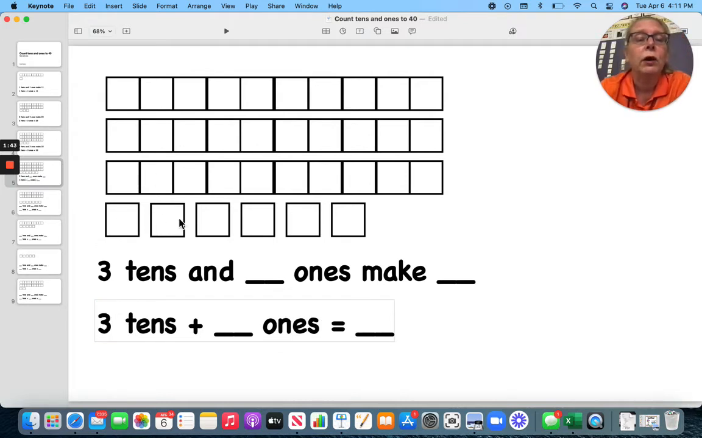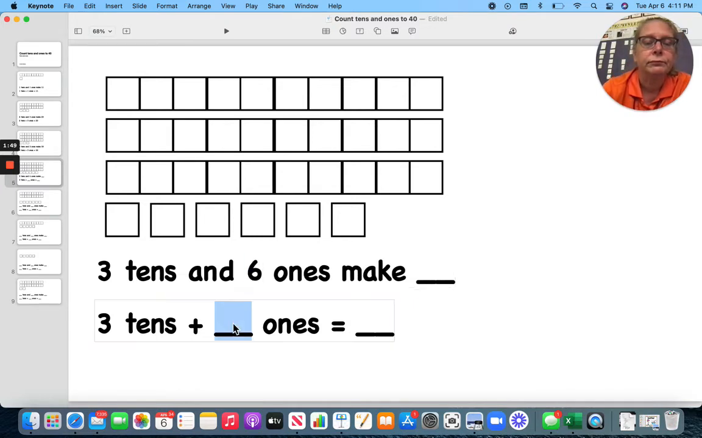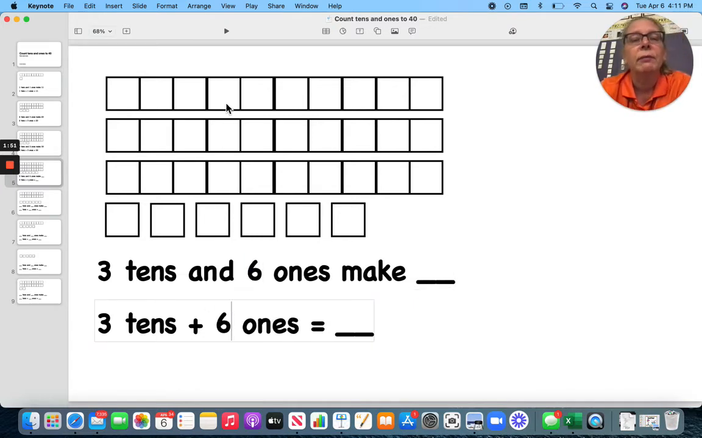Here we have 3 tens and we have 1, 2, 3, 4, 5, 6 ones. So that makes 10, 20, 30, 31, 32, 33, 34, 35, 36.